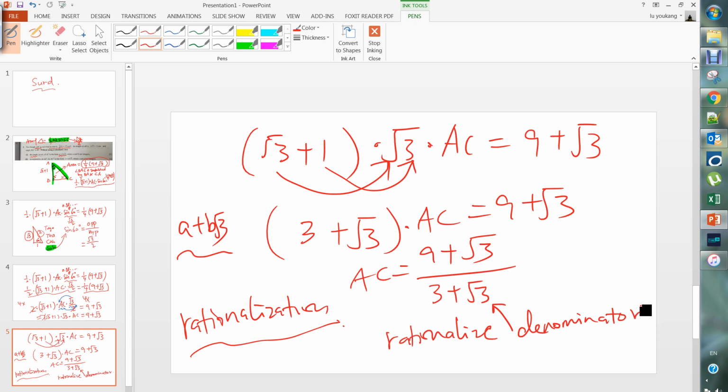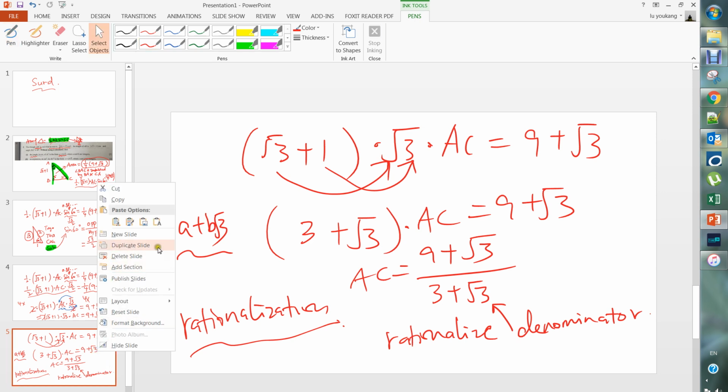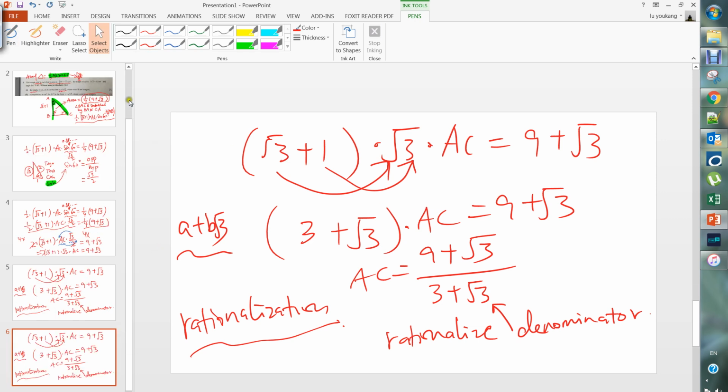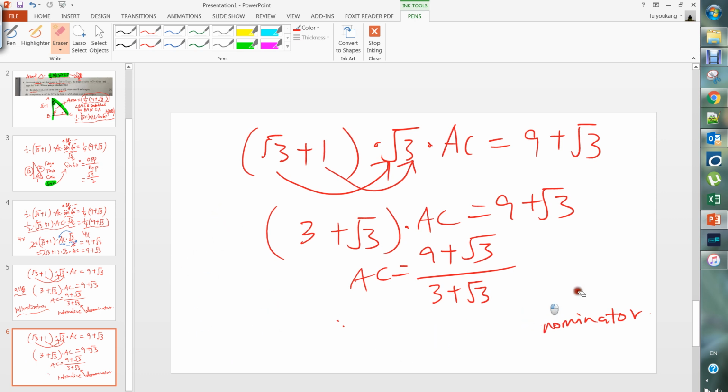Okay, so what do I mean by that? Let me get another slide. So I need to rationalize the denominator. There are two ways you can rationalize the denominator. You can either times 3 plus square root 3, and you realize it doesn't work. Okay, let me show you.